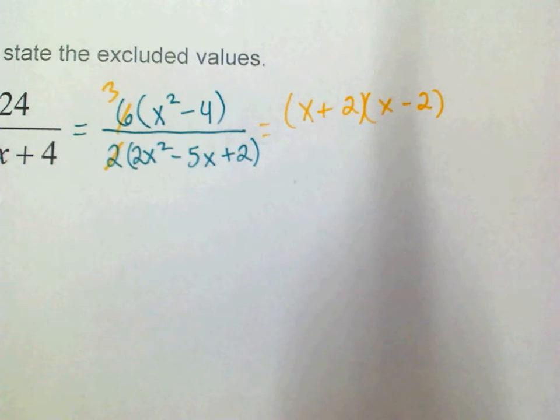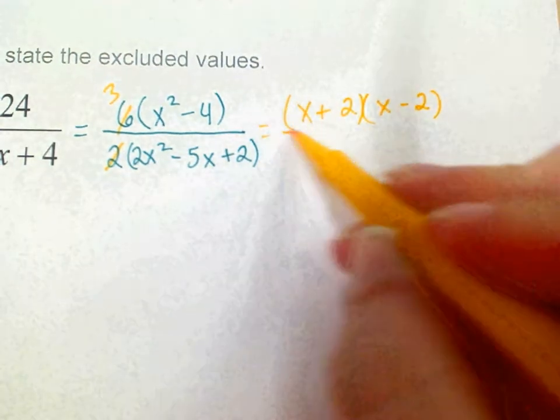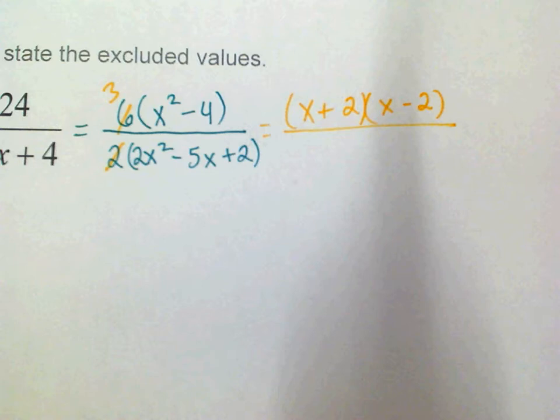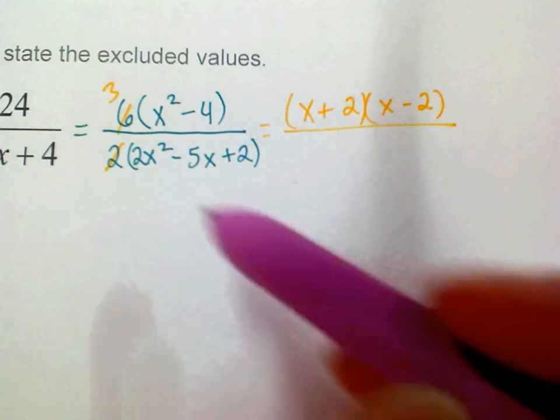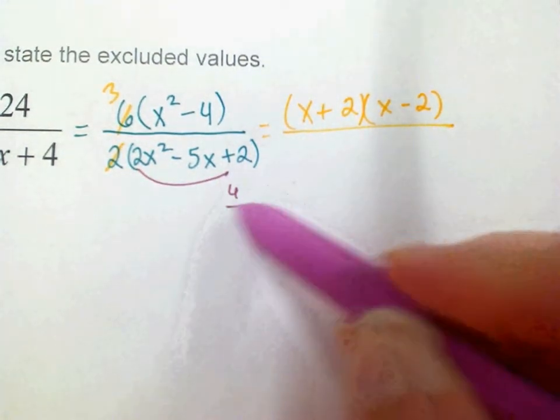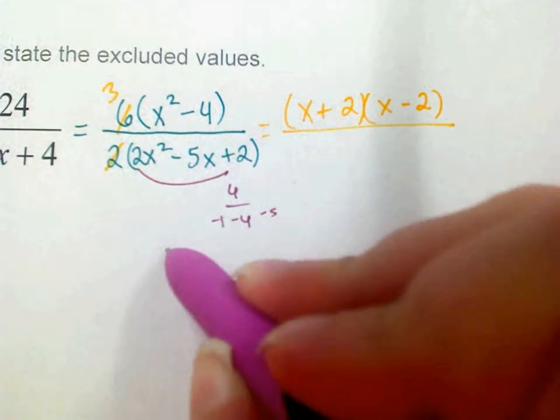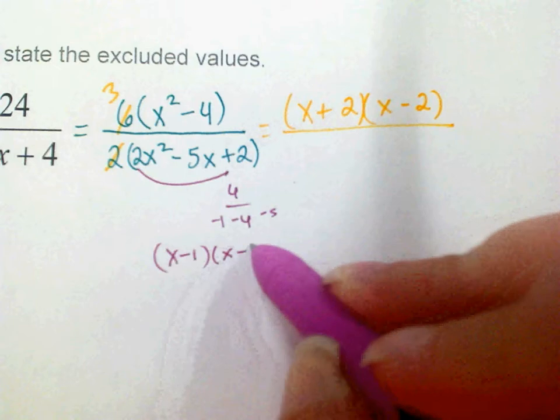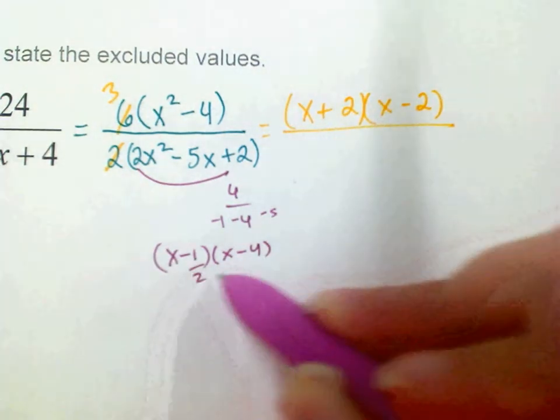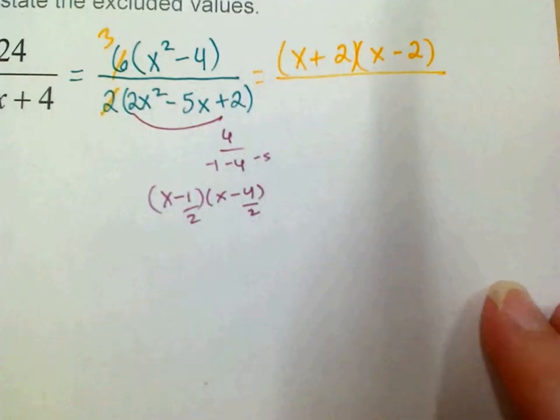So what about the denominator? I'm trying to find the factors of what? 4 that add up to negative 5: negative 1, negative 4. So that would be x minus 1 and x minus 4, but I would have to divide by what? 2. So, oh, I forgot my 3. Y'all are going to let me just be wrong.